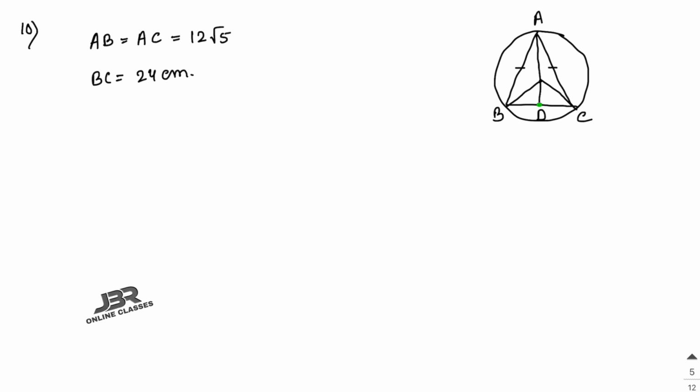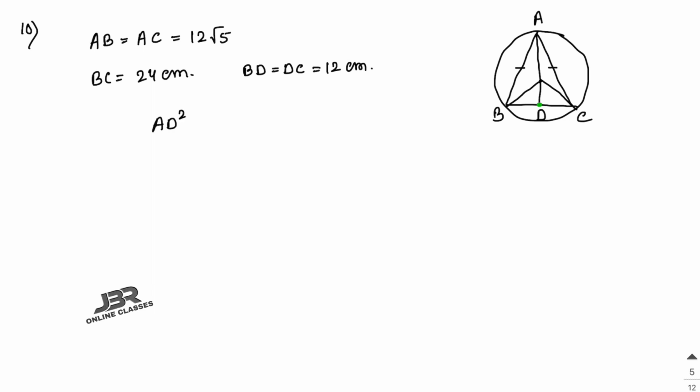So as BC equals 24 centimeter, then definitely BD or DC equals 12 centimeter. So as BD equals 12 and AB equals 12 root 5, you can easily find out the value of AD.